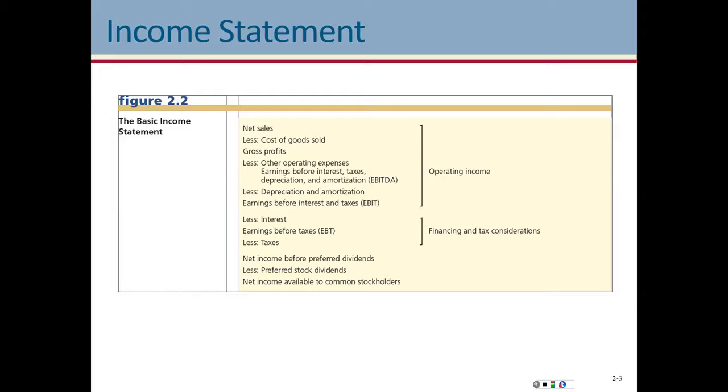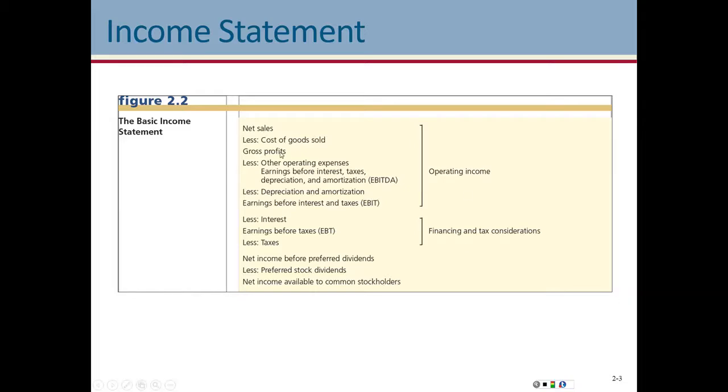It's net sales minus cost of goods sold, and you have profit. Then you have other operating expenses. You have the earnings before interest, taxes, depreciation, and amortization. Then you get rid of depreciation and amortization and get earnings before interest and taxes, and then interest and taxes. And then once you've paid everyone else, you pay your stockholders.